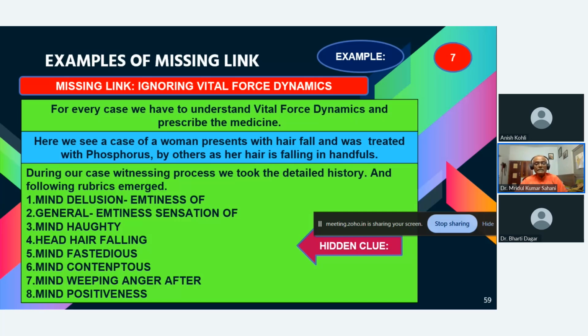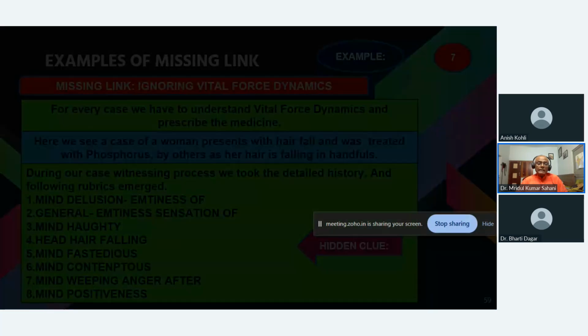During our case taking process, we took the detailed history, and the following rubrics emerged: mind delusion, emptiness of, sensation of emptiness, haughty, hair falling, fastidious, contemptuous, weeping, anger after. So she was a very egoistic, haughty type of lady, and we selected rubrics that represented Platina.